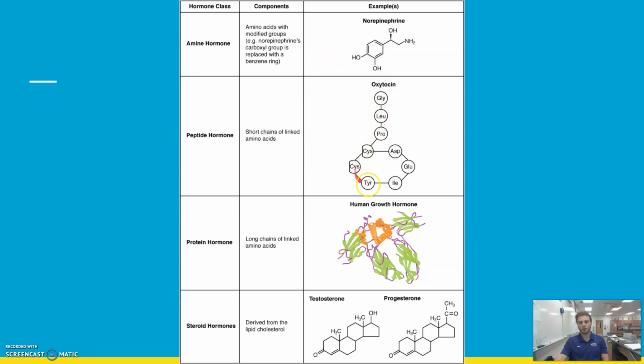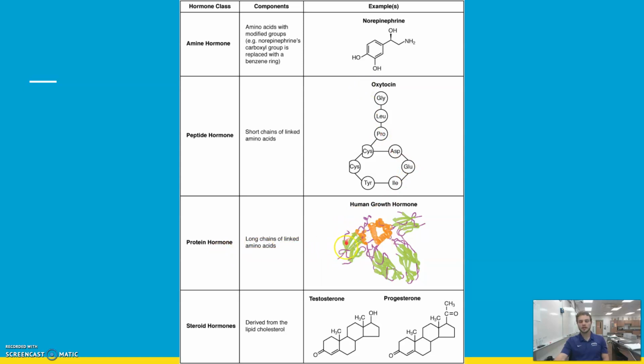Peptide hormone, a very, very short protein. You can see that shape. The glycine, leucine, proline, all the way going around there. From this chain, we could probably figure out what the DNA sequence is, if you remember transcription and translation from biology. But this is a molecule of oxytocin, which is really important, and we will go over more during the reproductive system.